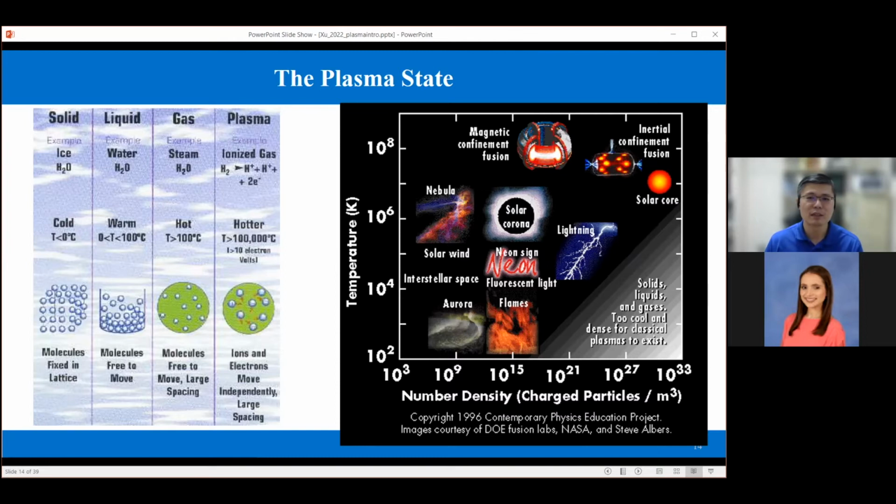Right? And then there's a range of things that happen, from neon signs, which we use on Earth, to lightning, which is a natural phenomenon, to interstellar nebulas. Right? So there's a wide range of plasma states that you can get. And they're all very interesting, very different, but all follow the same types of physics.